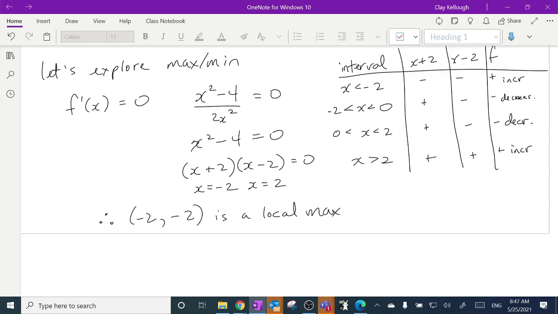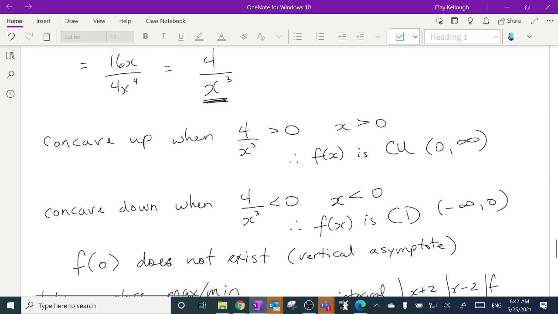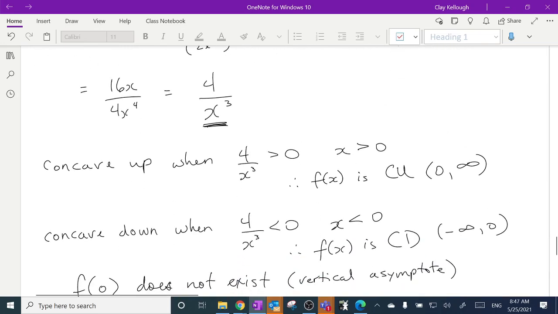And then at 2, it changes from decreasing to increasing. So 2, do the math, 2 is a local min. So there's what I know about this graph. I know all kinds of things about this graph now. I know that it's concave up anytime I'm bigger than 0, so it's curving up.